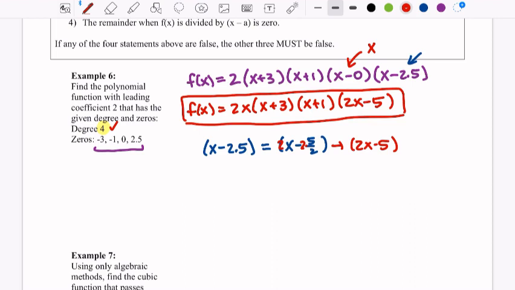Example 6 did not say if we need to leave it in factored form or put it in standard form. Since it didn't specify, I would leave it in factored form unless you're a real go-getter and you want to multiply that through. But I'm good to just leave it like this.